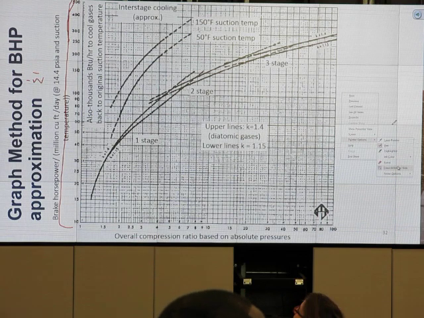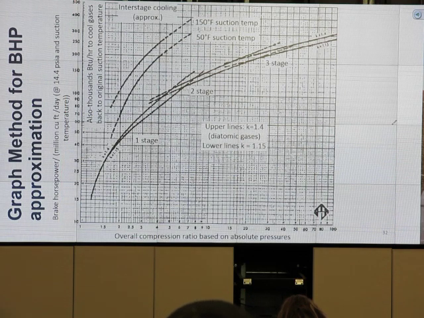If I want to know the brake horsepower, I have two stages and a compression ratio of 4. I go up and read my K value. My K value is almost 1.4, so I can read the value. I should use about 100 brake horsepower per million cubic foot per day.